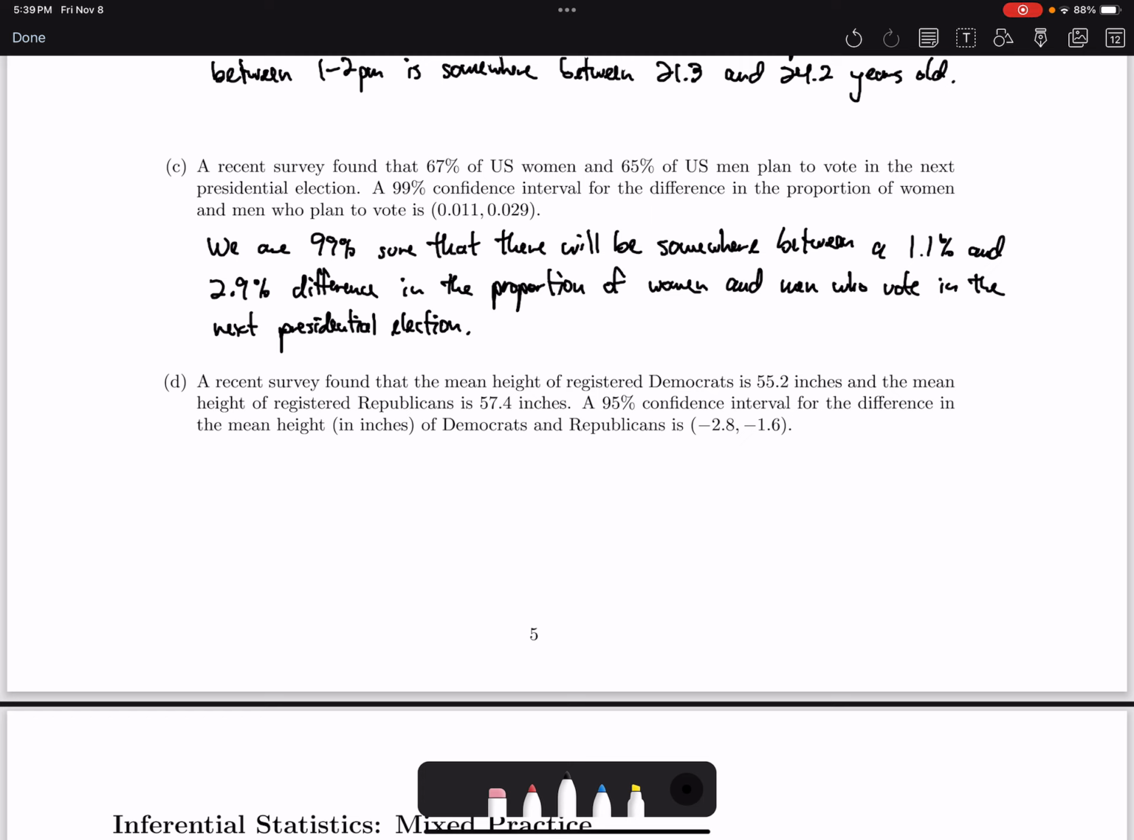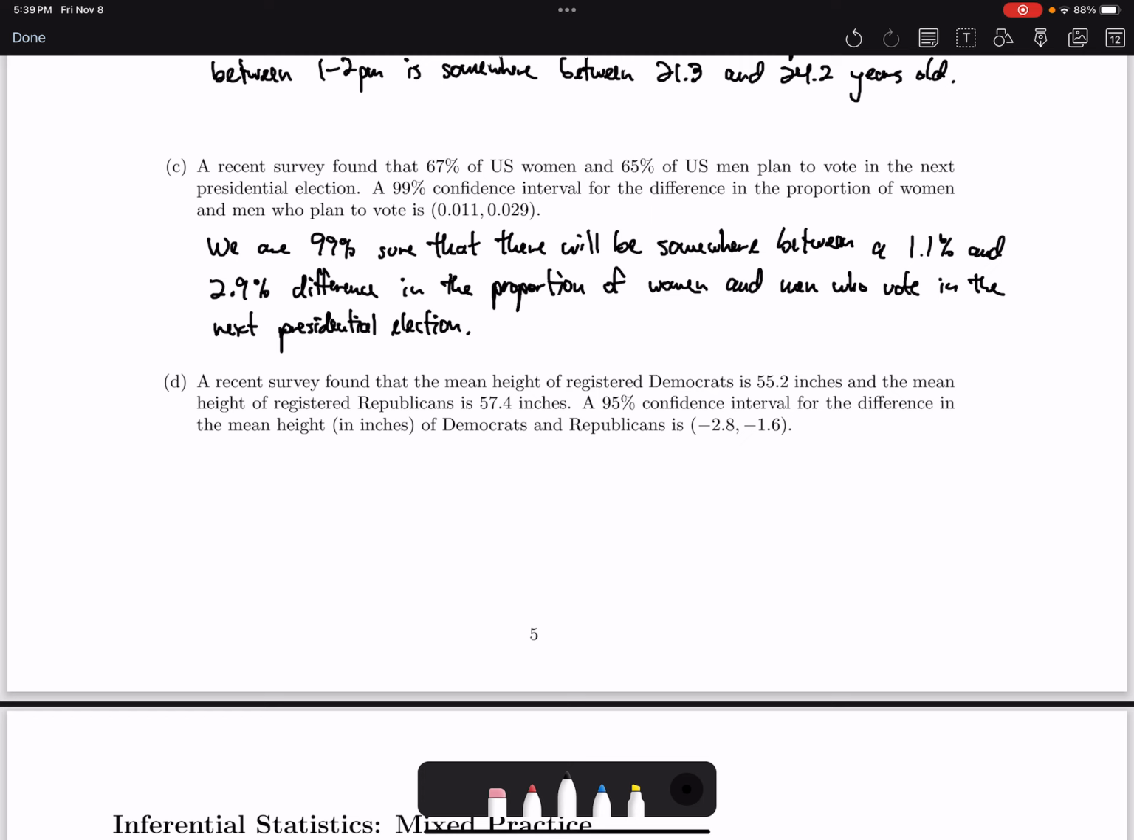So that's that one. Now, part D, one more of these. Part D says, a recent survey found that the mean height of registered Democrats is 55.2 inches and the mean height of registered Republicans is 57.4 inches. So Republicans are a little taller, right? You can probably think of reasons that this might be true.